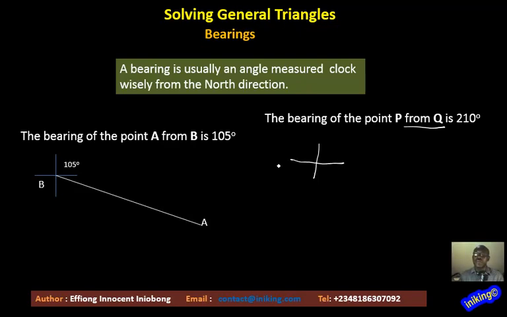This is my point Q, so I can call this Q. And then 210 from Q. So I'll go from here down. There is 90. There is 180. That's 90 plus 90. So I need 30 more. So I go 30 degrees more, and that gives me 210. So my line will be somewhere there, which means my P is going to be somewhere along this line.